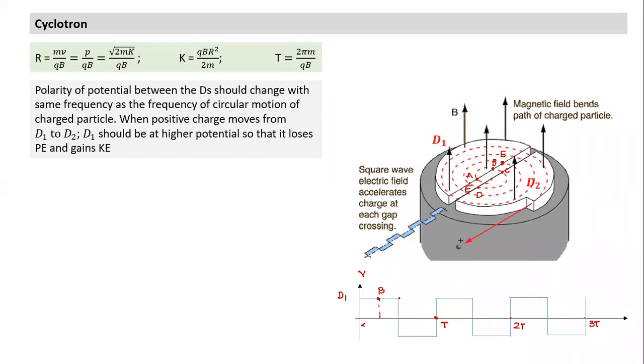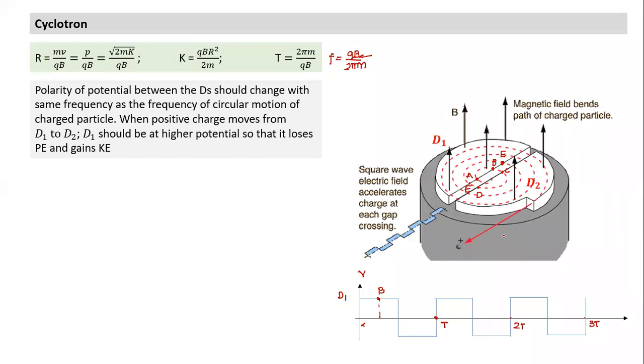The frequency of the applied voltage, or electric field, should match the cyclotron frequency of the charged particle. This is the time period. So cyclotron frequency is the inverse of the time period, which is QB by 2 pi m. Even before we start, if we have taken an alpha particle and applied a particular value of field, we know what frequency it will have. Based on the charge, 2e for an alpha particle, and its mass, we can calculate the frequency. So I'll set the frequency of the applied voltage to the cyclotron frequency.